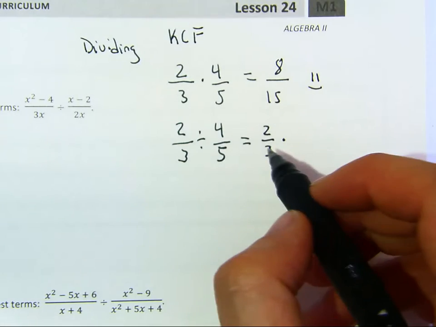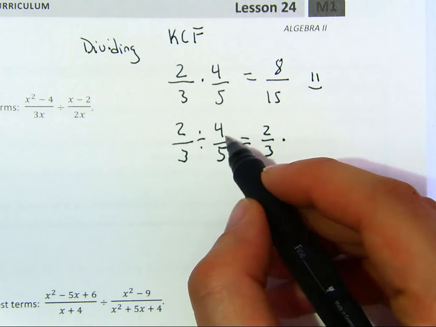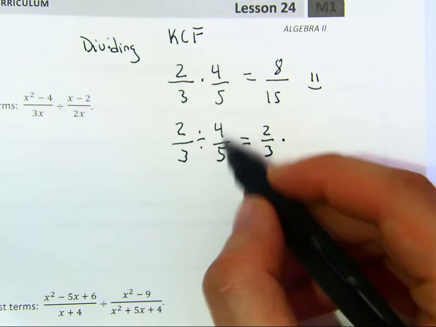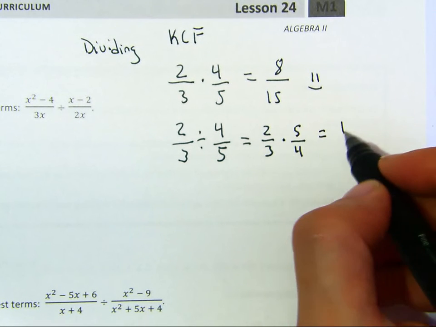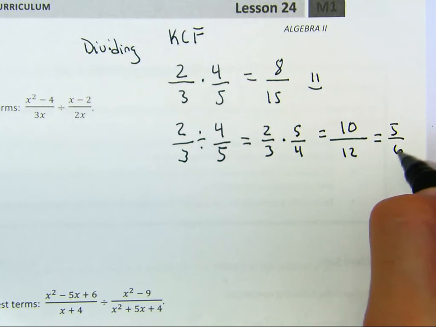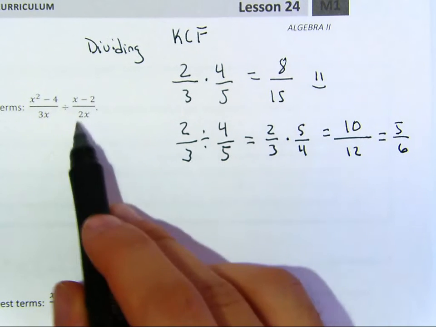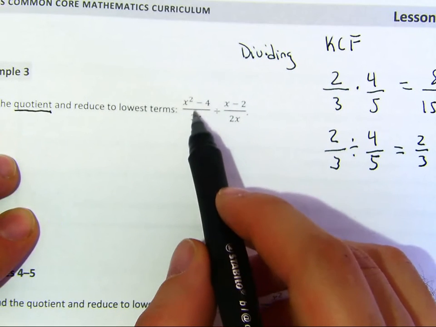But if I say 2 over 3 divided by 4 over 5, we have to do our keep, change, flip. So you keep the 2/3. You change the division to multiplication, and you flip the 4 and the 5. So this becomes 5 over 4. So this just becomes 2 times 5 is 10 over 12, and you reduce this fraction to 5 over 6, right?